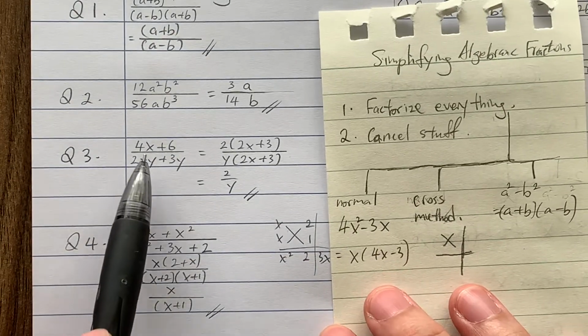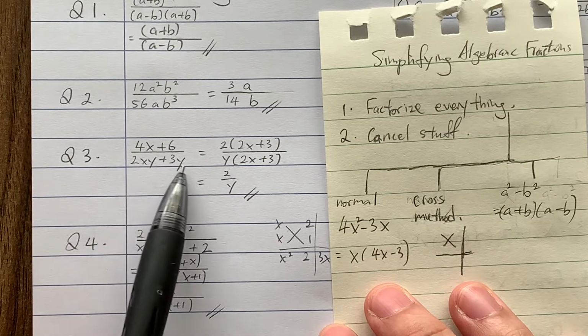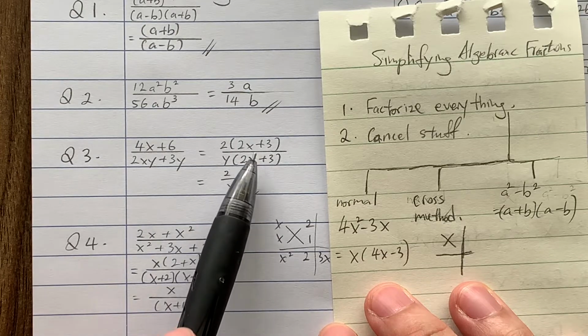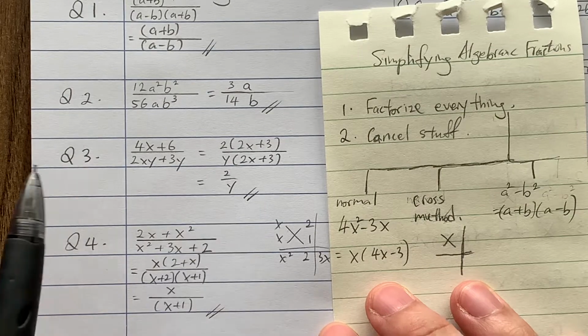For this question, you can see that this one can factorize. I take out a 2. Here, I can take out y because both of them got y. I take it out, and as expected, whatever is left can be cancelled. That's why this is the answer.